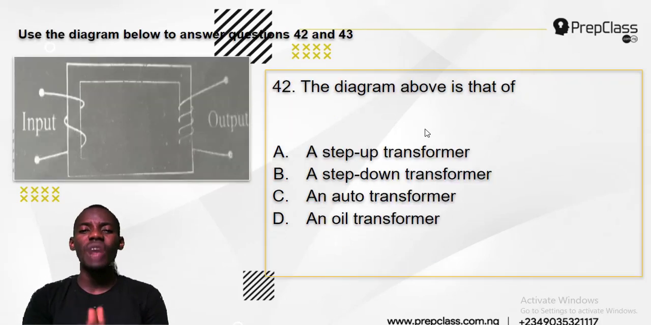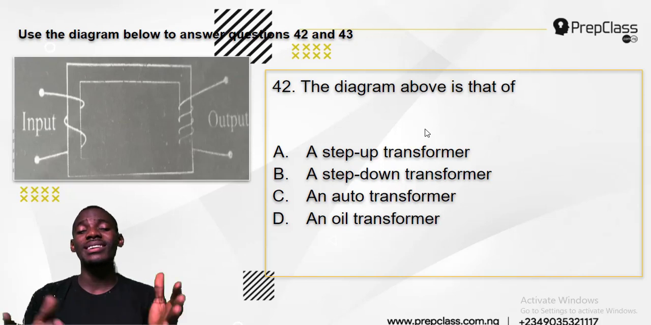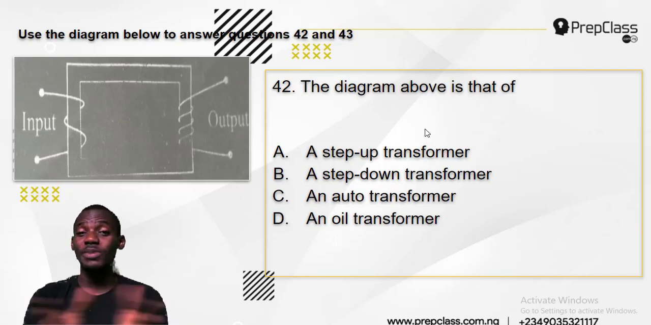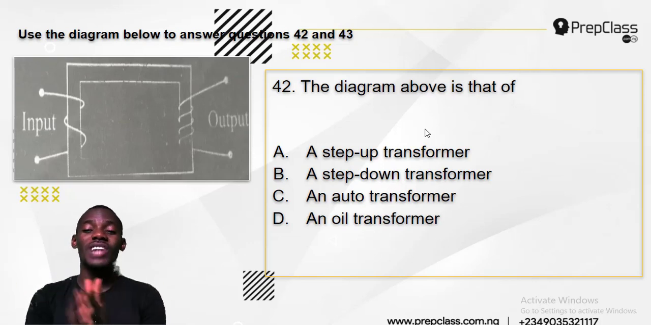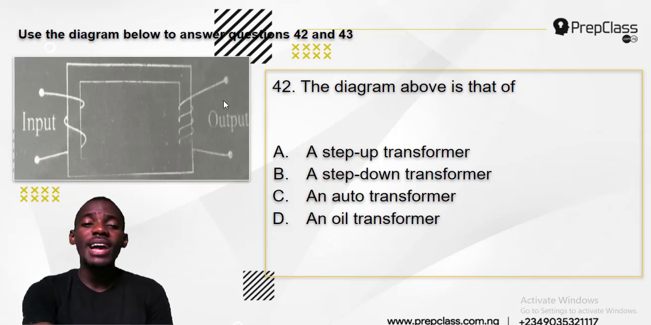Okay, now let's talk about the lesson transformer. The diagram above is that of a what? Now, there are two types of transformer: step up transformer and step down transformer. The other options, auto transformer and oil transformer, are just jargons. There is nothing called auto transformer, and an oil transformer is not among the types of transformer we were taught. But the first two are types of transformer: step up transformer and step down transformer. Now, what kind of transformer is this?